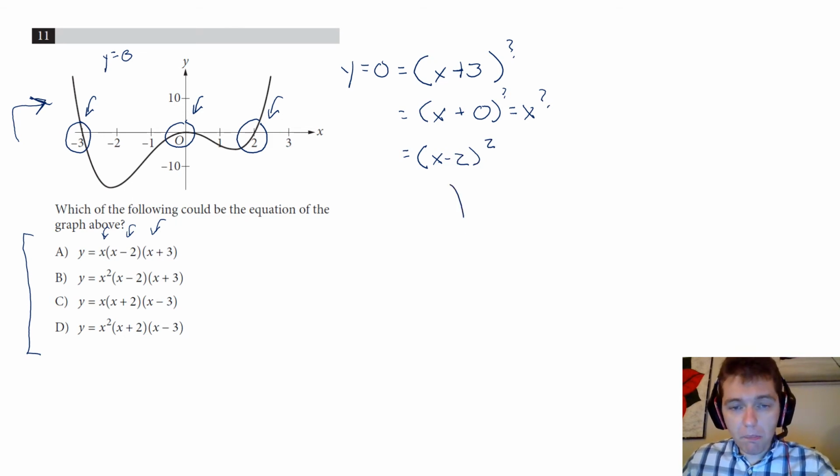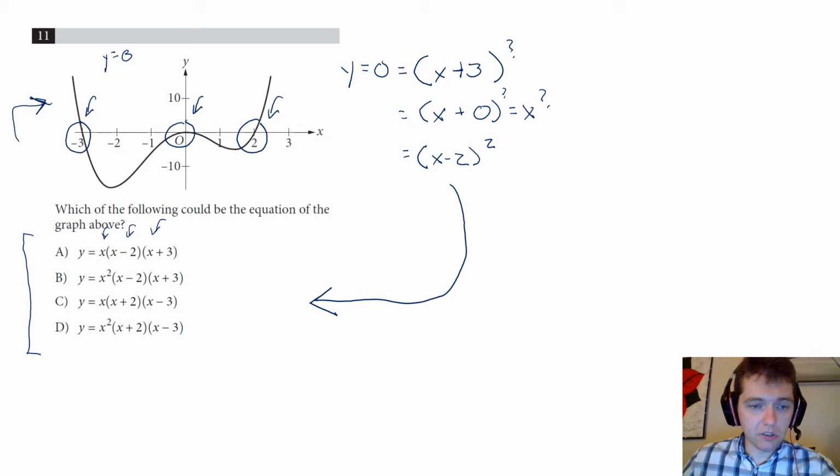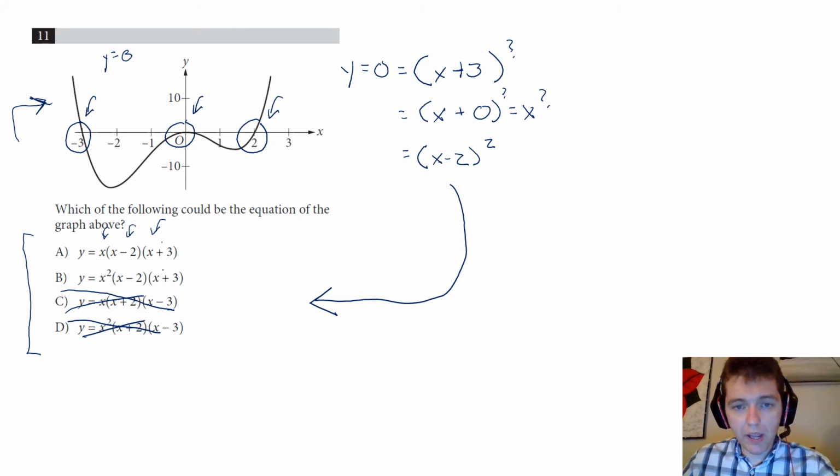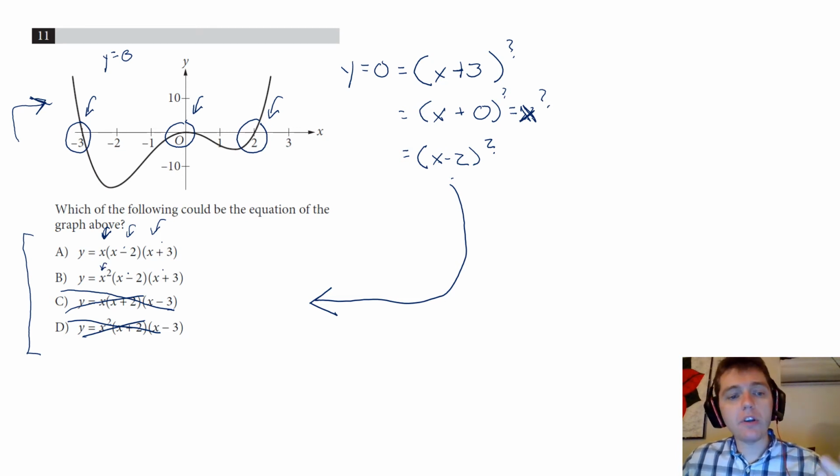So let's go ahead and compare these to what we have in our possible answers. We need x plus 3. A and B both have x plus 3. C and D do not have x plus 3 terms. So C and D are not possible solutions. A and B both do have the x minus 2 term, and they both have this x to some power term. A has just x and B has x squared. Okay, so you've narrowed it down to A and B. How can you find which of those two is the correct solution?